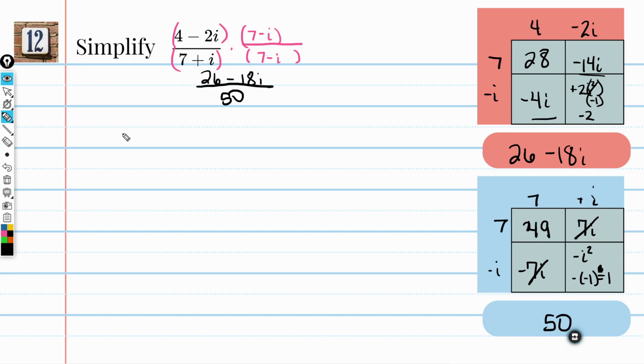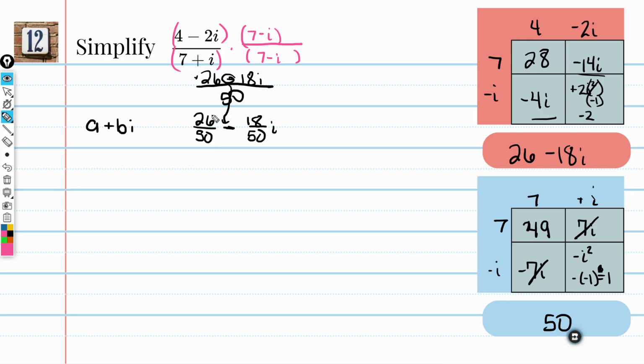And so when I work this problem, I've got to look at simplifying it next, because I have to get it into that A plus BI format. So 26 over 50, and 26 was positive, so I don't have to write a sign here. The negative sign drops down, and then we have 18 over 50, I.